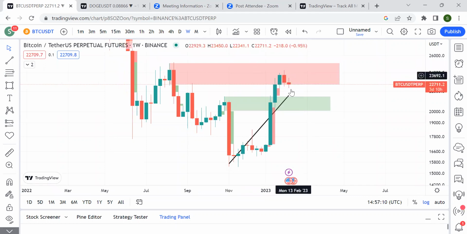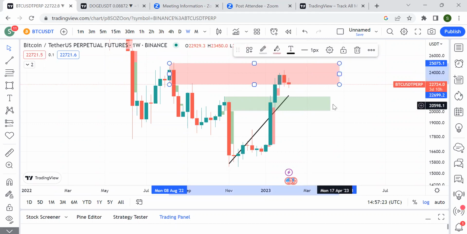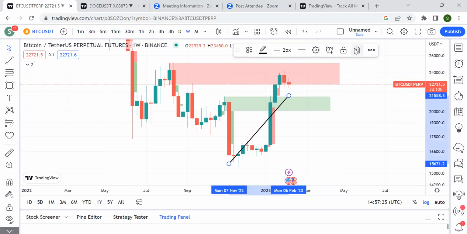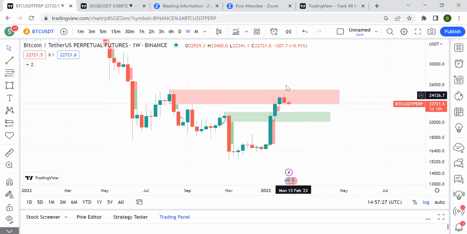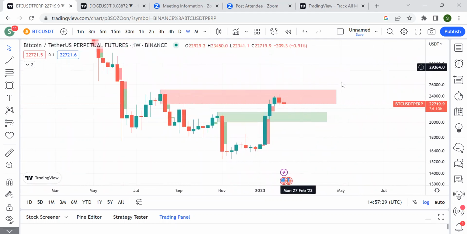Now again it is moving in a few $100 range. Bitcoin is choppy as hell. So here we find two things till now: this supply zone, and we have the breaker as well. So price action is pretty clear here.